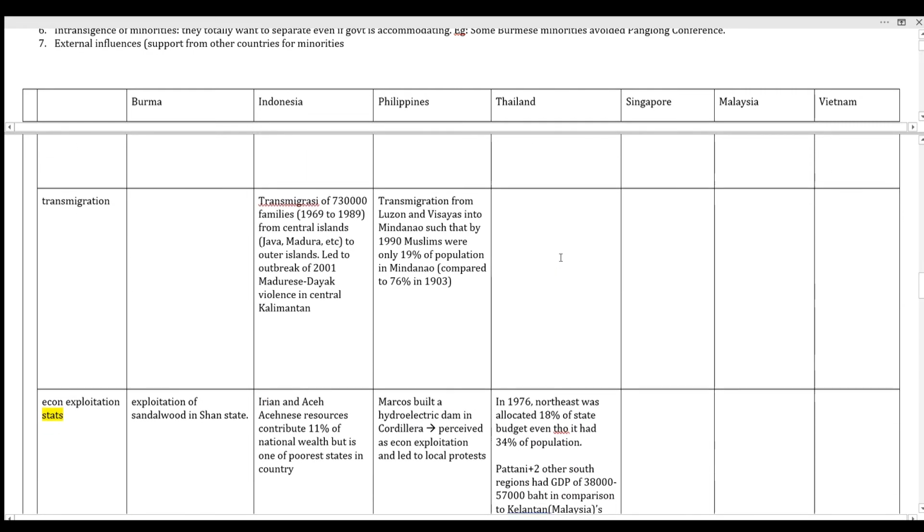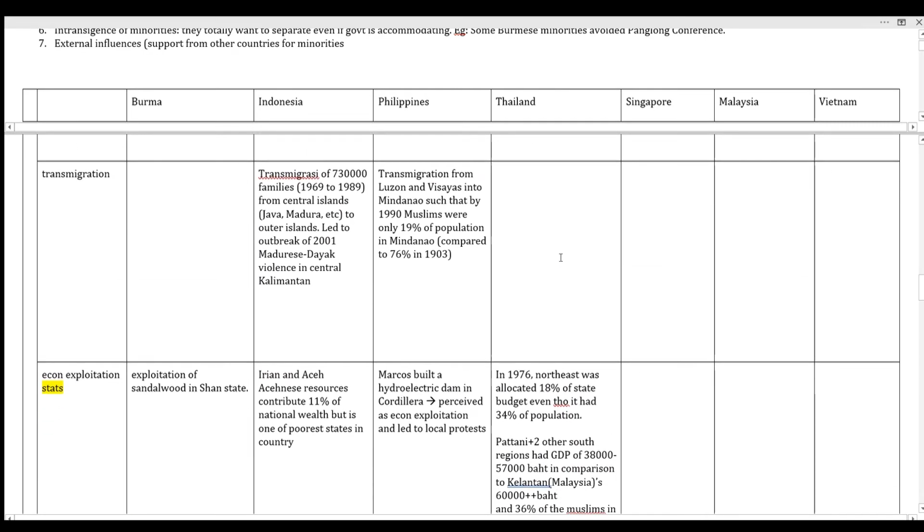So this is the next one, which is transmigration. Okay, so transmigration involves a majority population going into a minority area. This is seen in Indonesia and Philippines. In Indonesia it was the movement of families from Java and Madura to outer islands, and this is problematic because they're displacing the minorities by becoming the majority in a minority area, and this led to certain violence. So we have the 2001 Madurese Dayak violence in central Kalimantan.